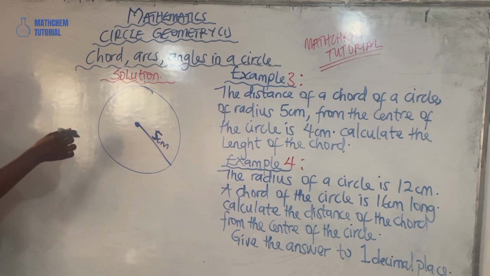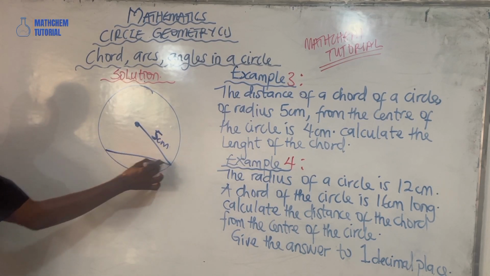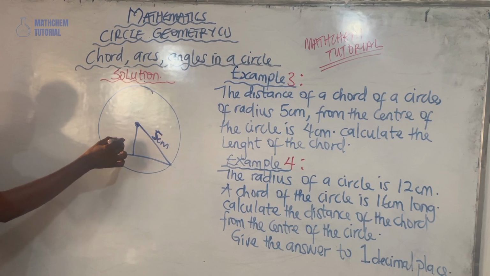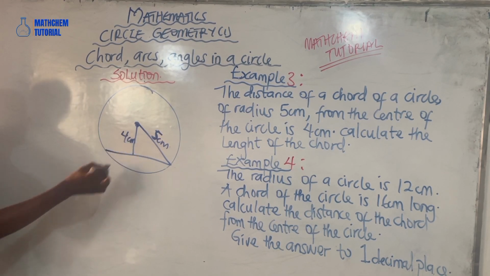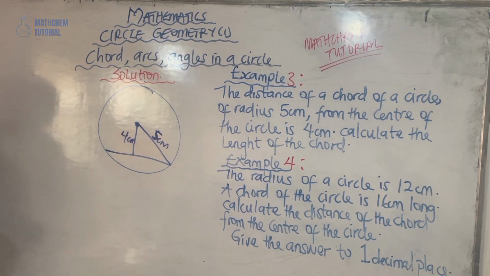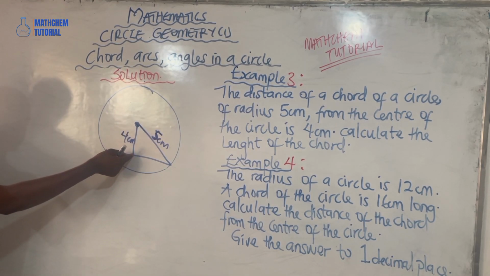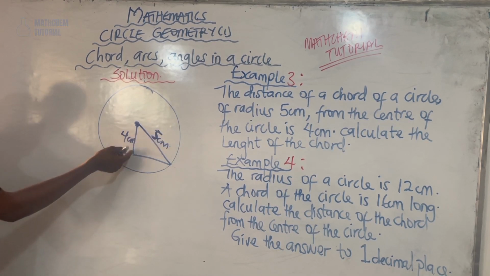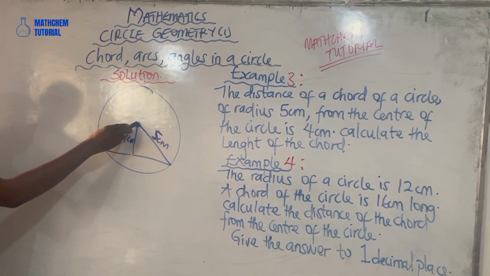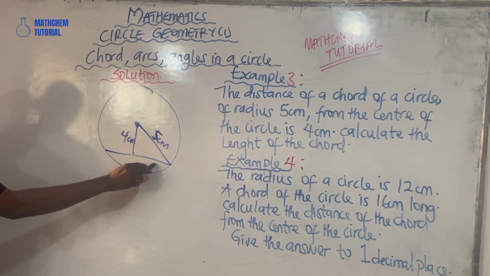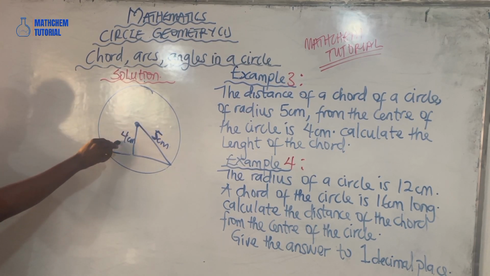Please read that question very well. That means if we have our chord here like this, then the distance from here to here is what they mean by that 4 centimeter. Let me read up the question for you again. The distance of a chord of a circle, this is a chord of a circle, the distance of it of radius 5 centimeter, the radius is here, from the center. Can you see it here? So the distance of this chord from the center is what? 4 centimeter.